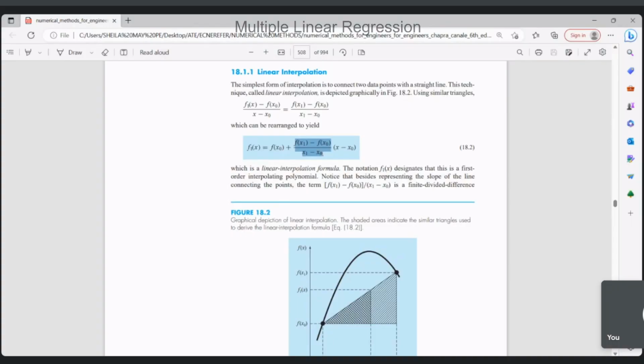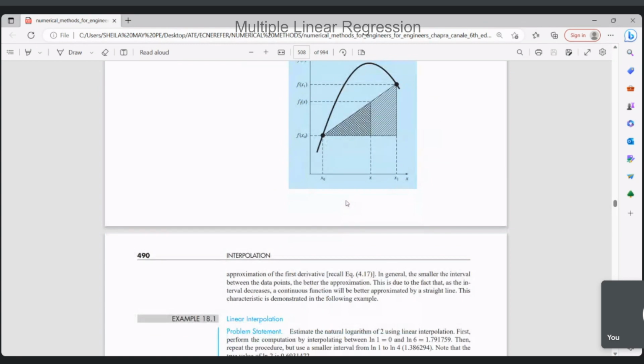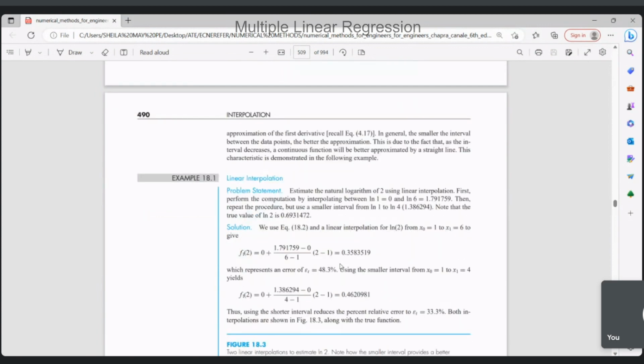is the finite divided difference approximation of the first derivative. Okay, so the smaller the interval between the data points, the better the approximation. Because the smaller the interval, the smaller the error. So therefore, our approximation is better. We have here a linear interpolation example problem.